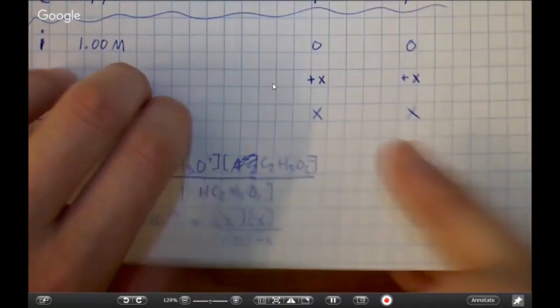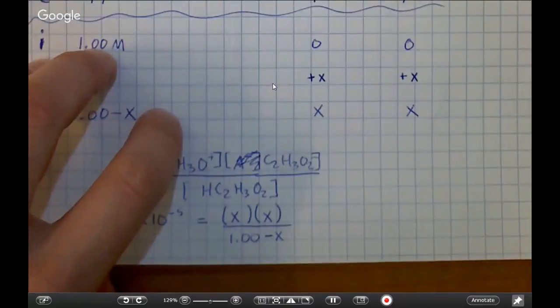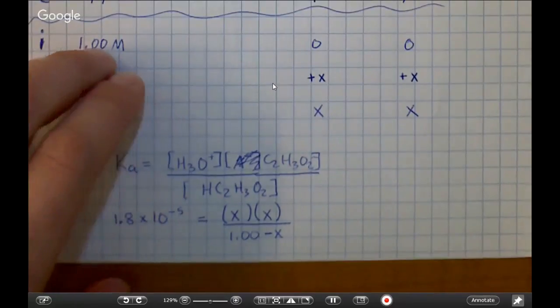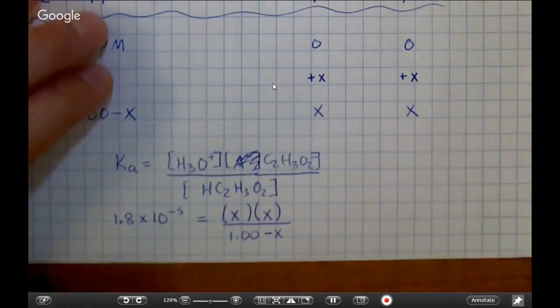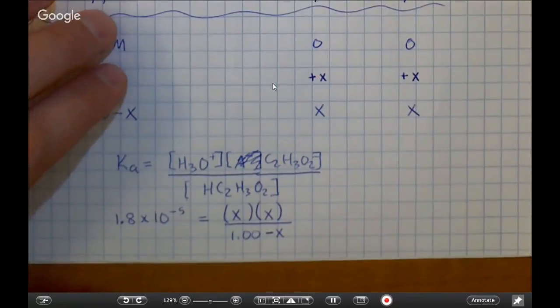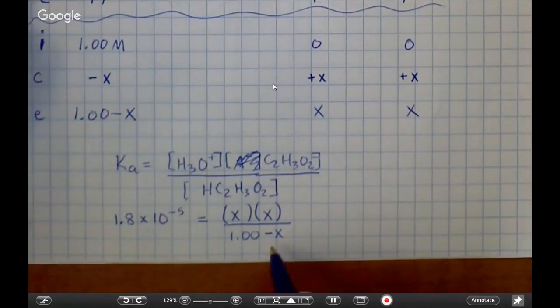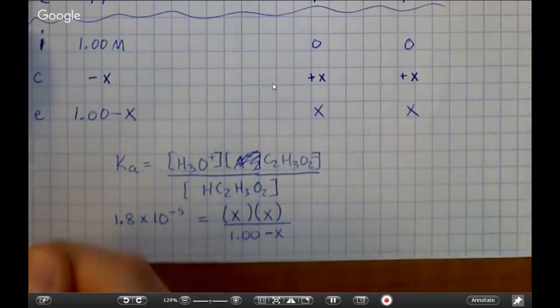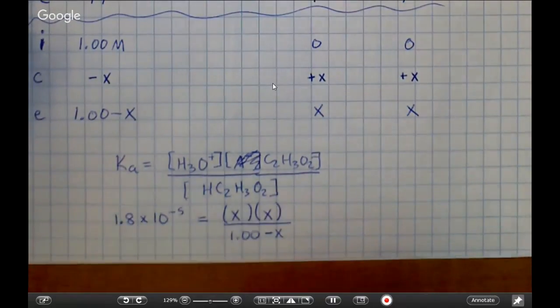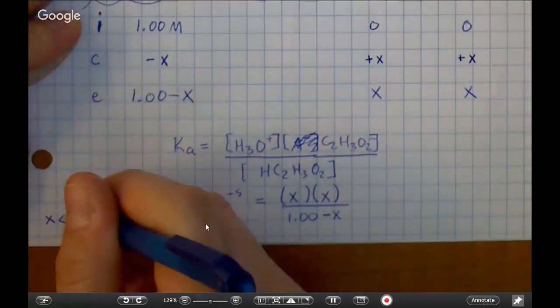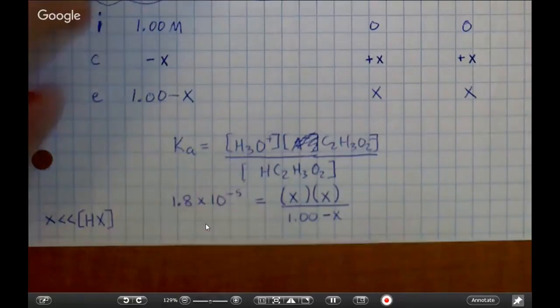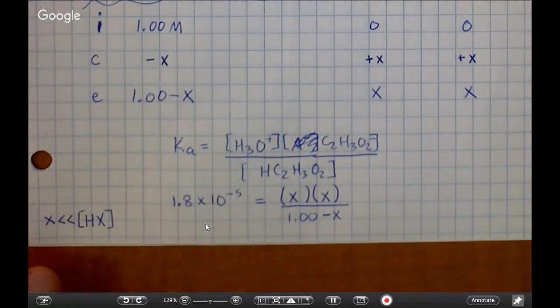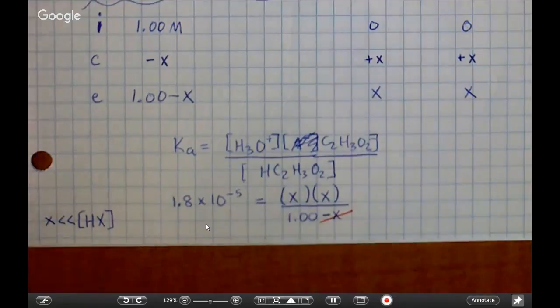Okay, so in this example, we can simplify this and say that whenever X is much less than our concentration of HX, in this case our acetic acid, we can actually ignore it right there because the difference is going to be pretty darn insignificant. And so by assuming this, which we're able to do, we get away from having to do the quadratic equation.